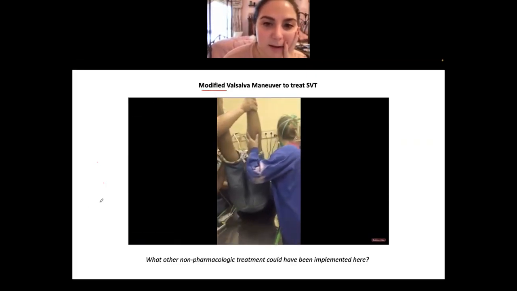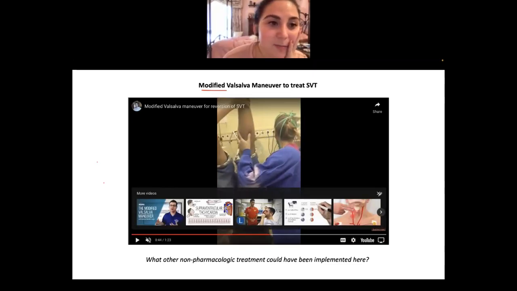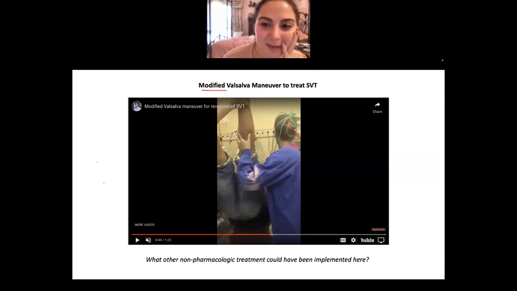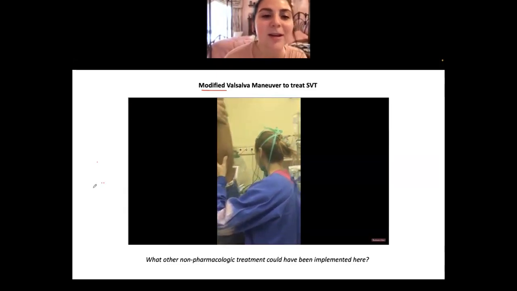They're going to flip him up. So they're increasing preload, right? So what is this from murmurs, if you guys can remember what the different maneuvers are? This is your leg raise. This is passive leg raise. The whole point of passive leg raise is to increase preload, okay?